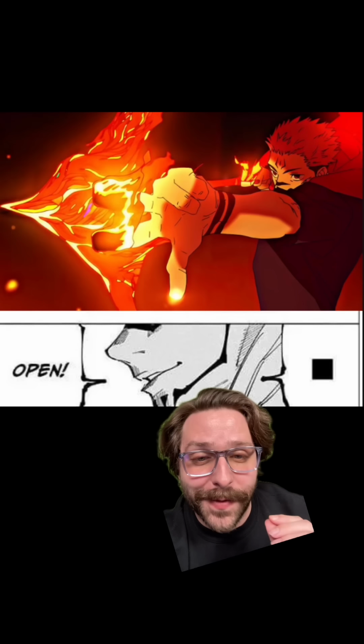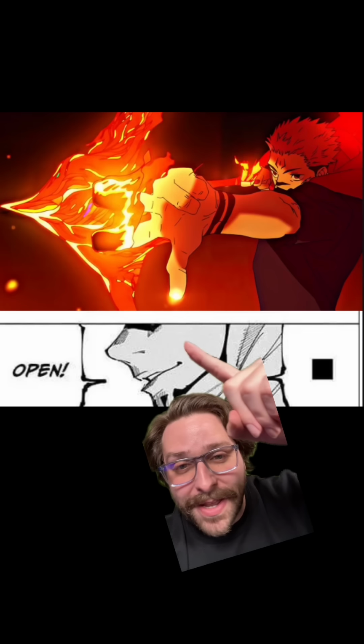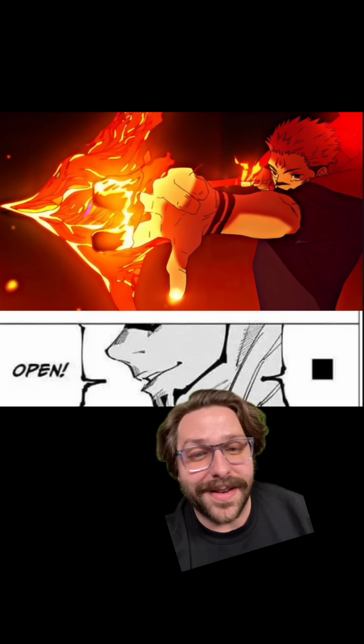We're going to dive into one of the greatest mysteries in Jujutsu Kaisen to this day, and that is what the hell's going on with Sukuna's flame arrow and black box. So strap in, let's get into it.